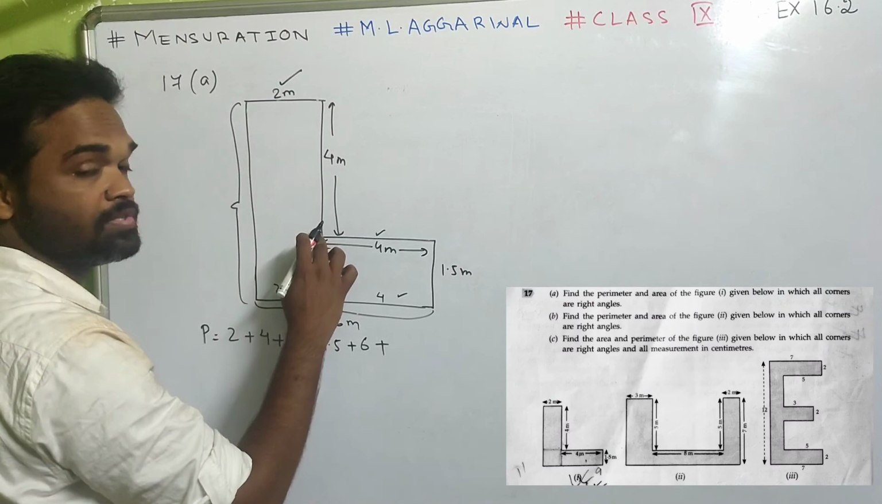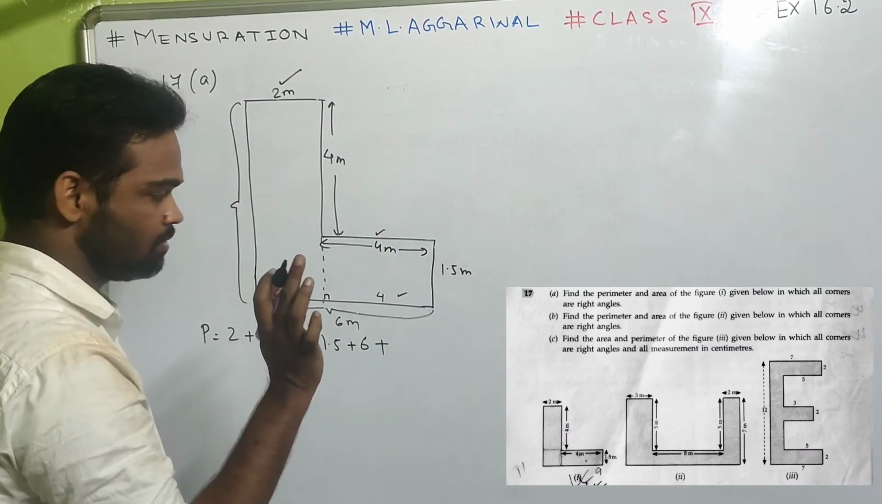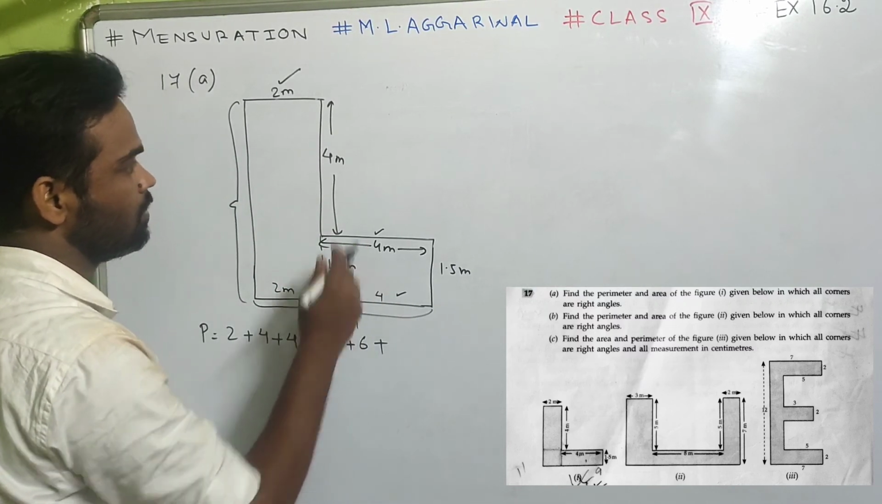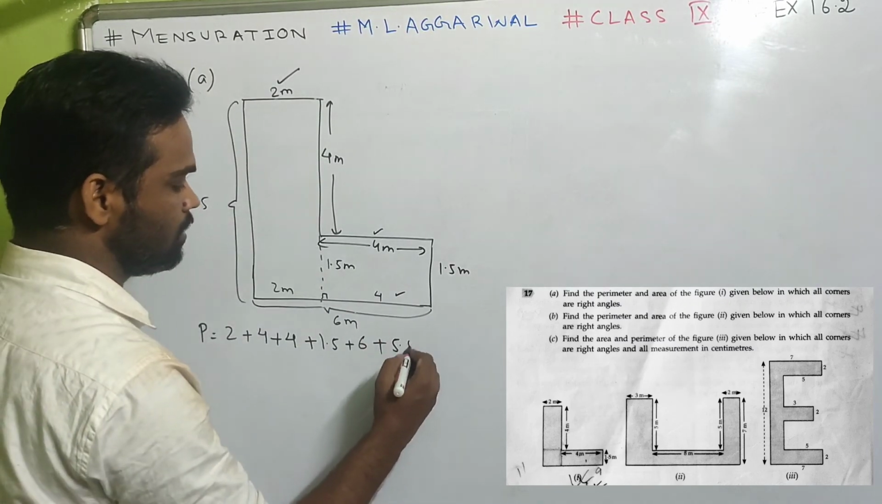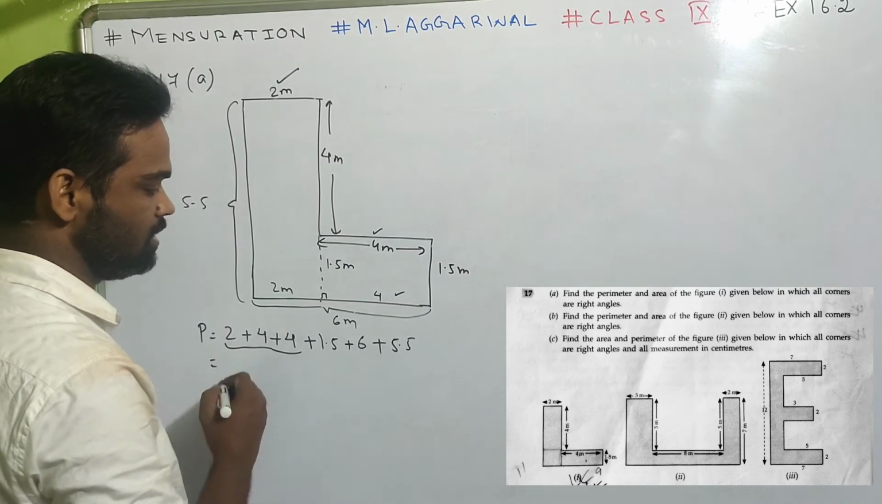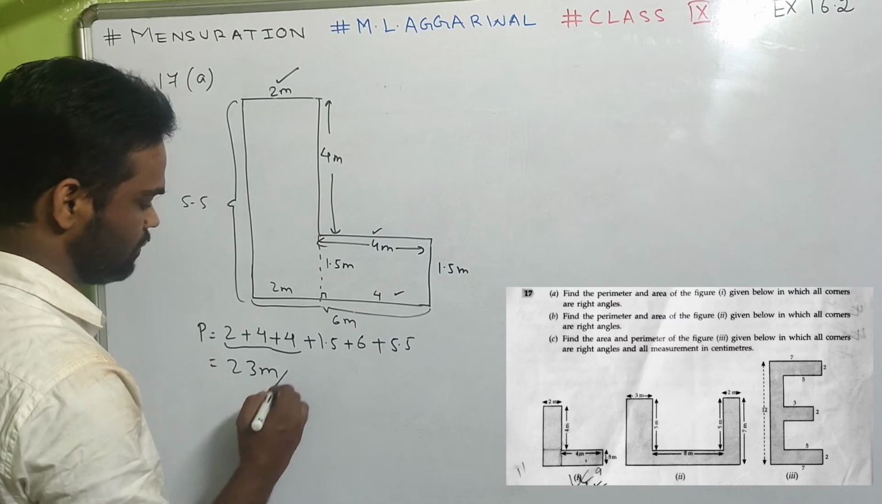Now this one. From here to here it is 4. From here to here is 1.5. So 4 plus 1.5, because this and this will be the same, 1.5. So 4 plus 1.5 is 5.5. Done. Now just calculate the perimeter. This is 10, 16, 17, 18, 23 meter, if you add them.